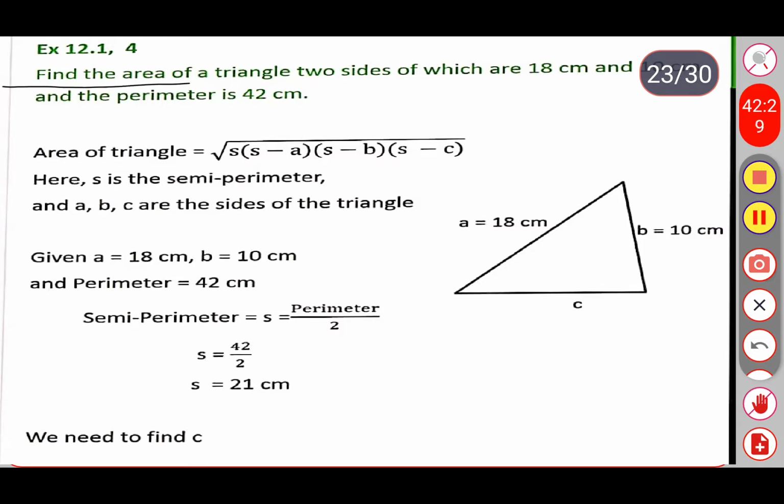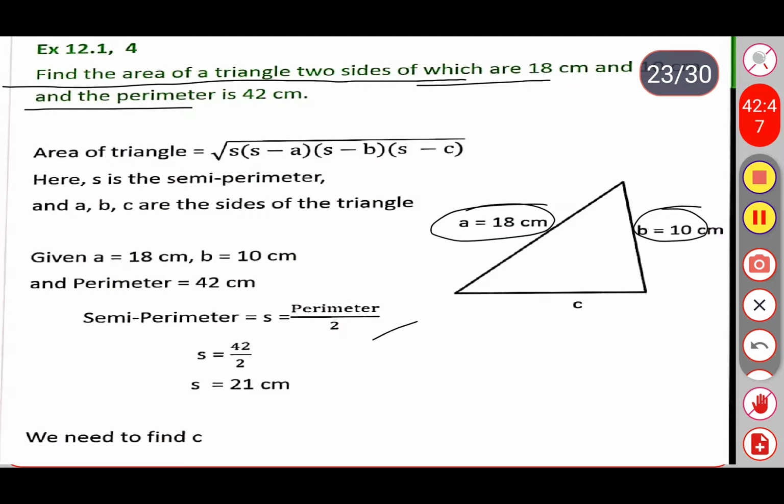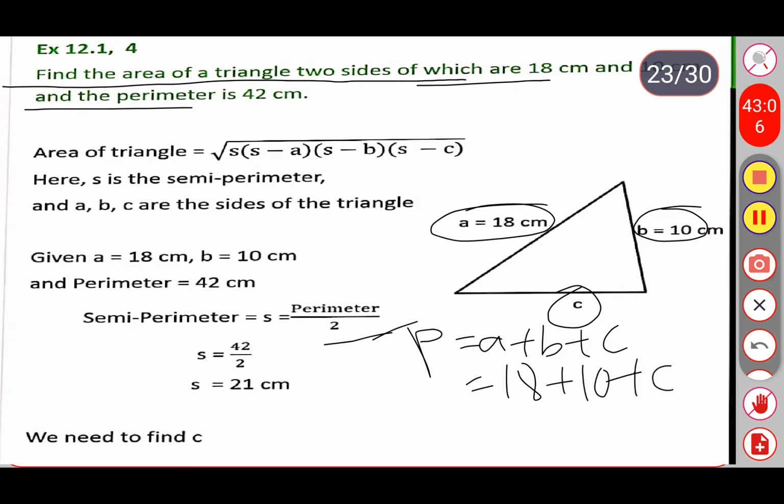Okay, see the fourth question. Find the area of the triangle, two sides of which are 18 centimeter and 10 centimeter, and perimeter is given, that is 42 centimeter. Here only two sides' lengths are given. With the help of these two sides we need to find one more side length, that is c. So perimeter is equal to, what is that formula? a plus b plus c, sum of all three sides. a is equal to 18 and b is equal to 10.